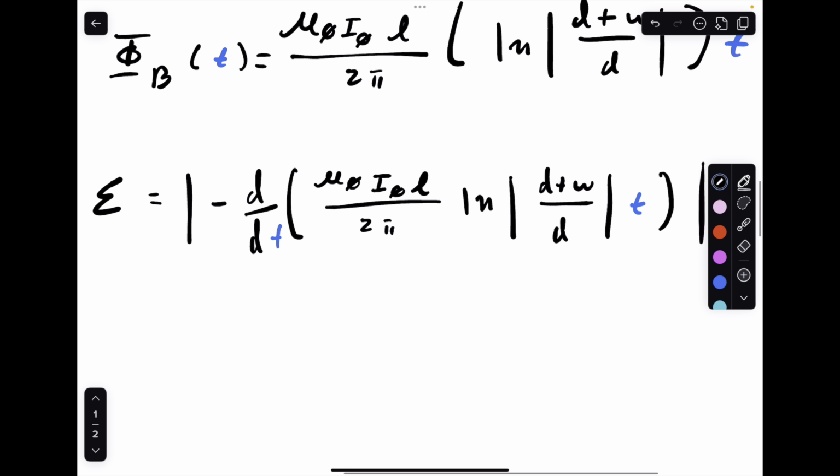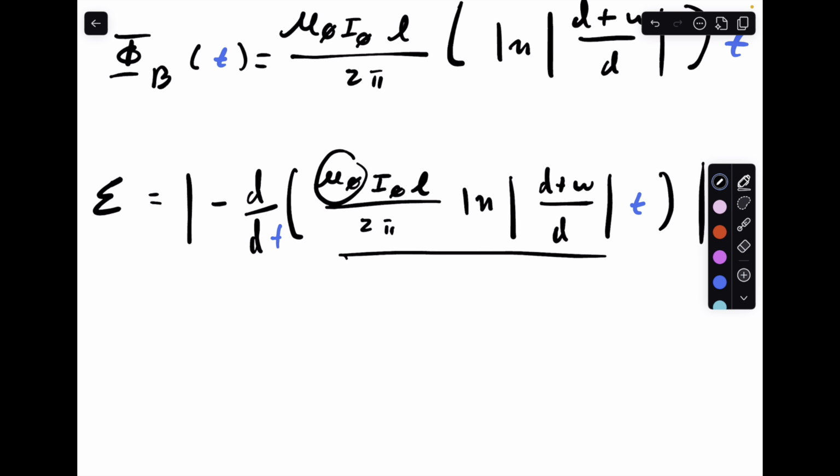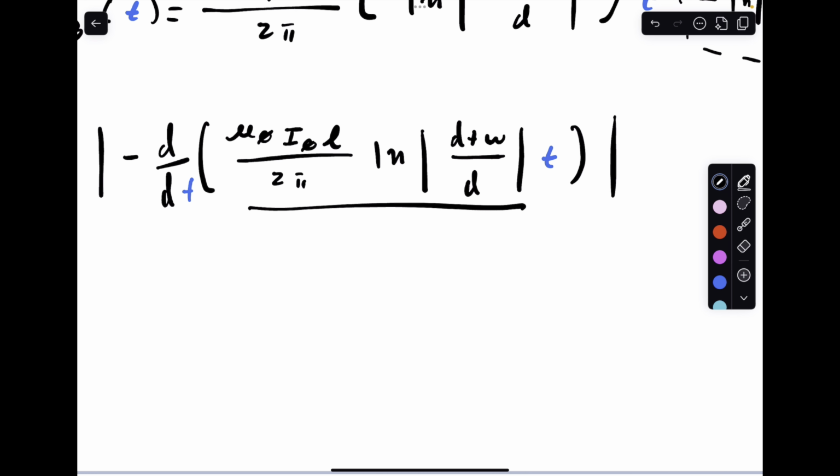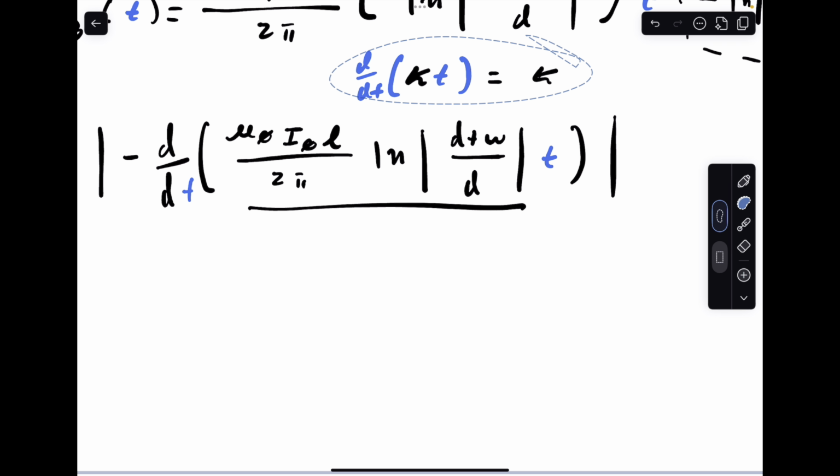And now what you may realize here is, wait, all of these values are constants. Mu naught is a constant, I naught is a constant, length is a constant, 2 pi is a constant, ln of d plus w over d is a constant. The only dependent variable in this derivative is t. So all of this, we'll call that one big constant k, times t. The derivative of a constant kt with respect to t evaluates to just the constant, because t is a linear multiplier.